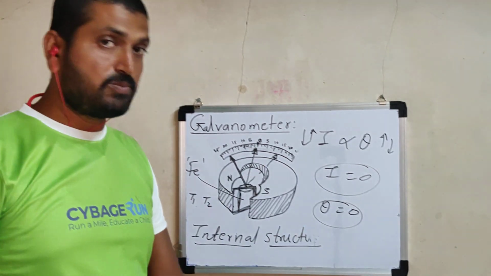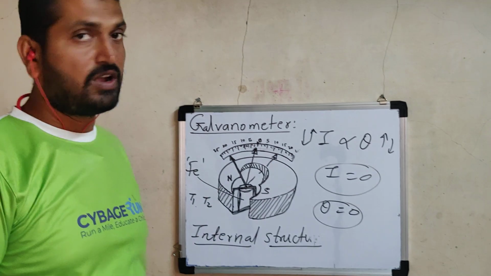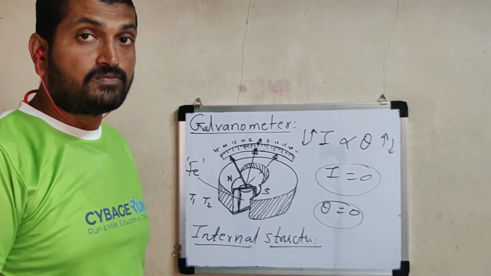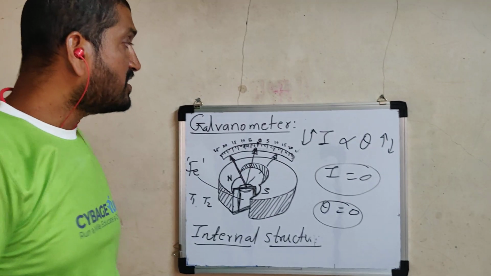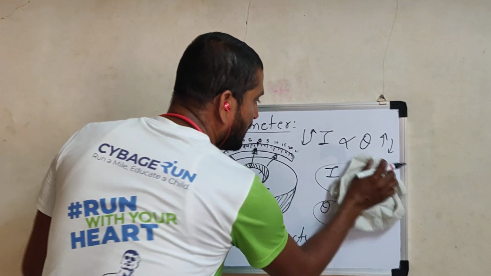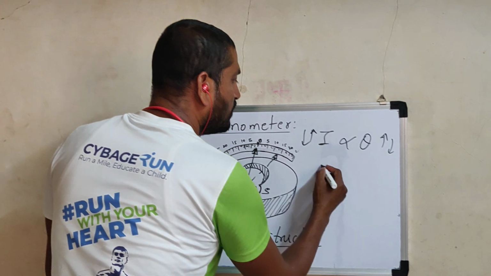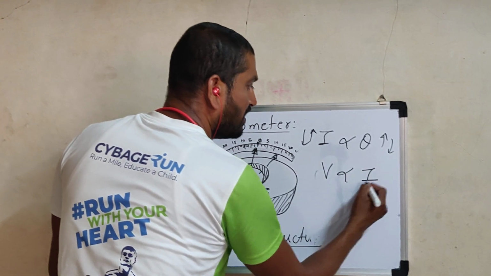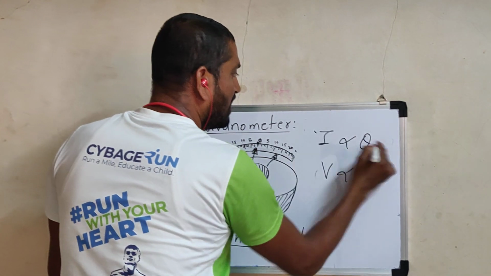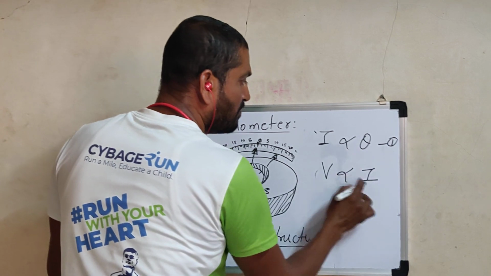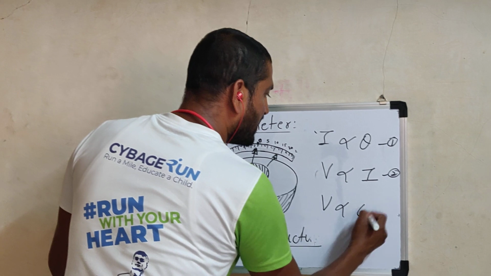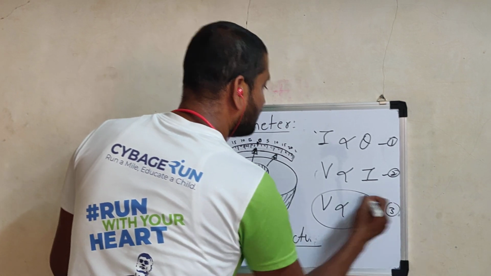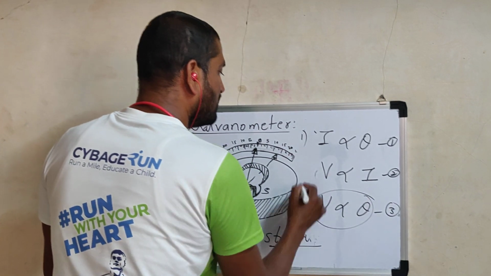Similarly, in the potentiometer experiment also we consider the application part of this galvanometer. Now there are also two more applications of this galvanometer. As I is directly proportional to theta, and second, we know that voltage is directly proportional to current. So from these two relations, I proportional to theta as per the principle, V proportional to I as per Ohm's law, we can say that V is also directly proportional to theta. Equation number 3.